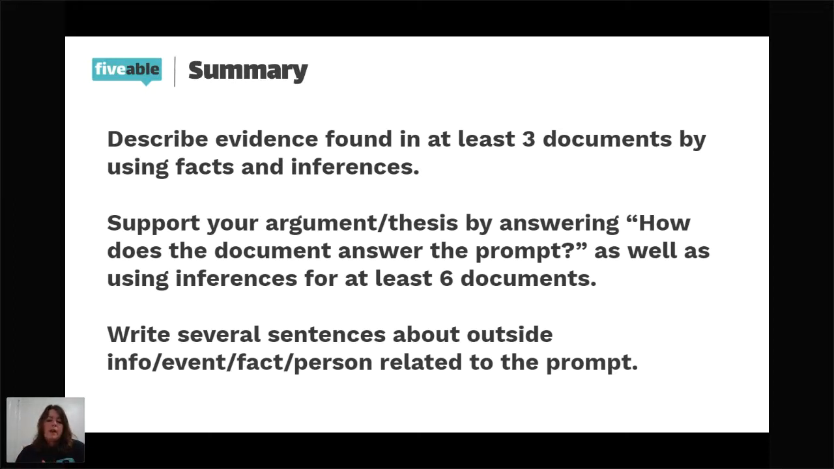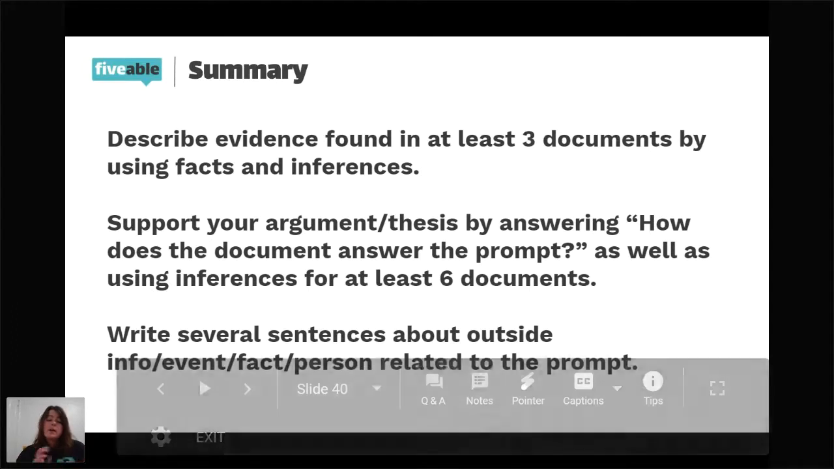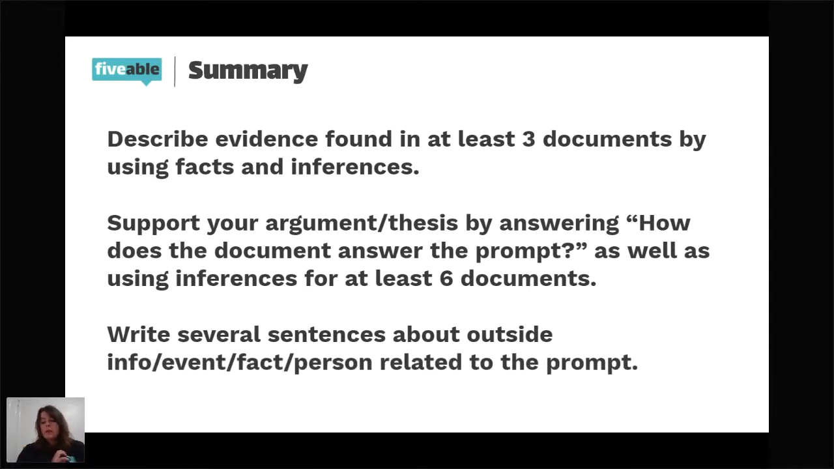And then write several sentences about some outside info: facts, people, places, names. So with this one, it could be about one of the religions, or I think we did the merchants at the bottom of the social class. Anything you know that's somewhat related to the prompt. And then you can get 3 points pretty easy.